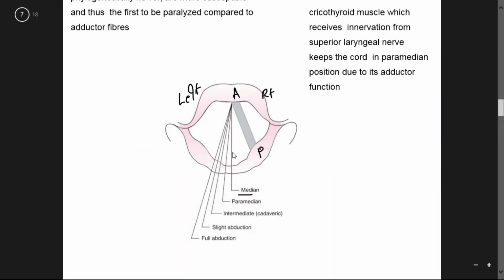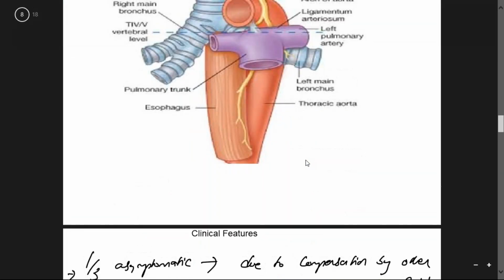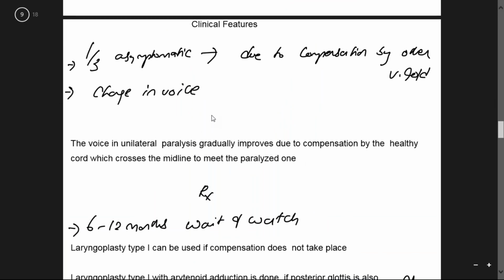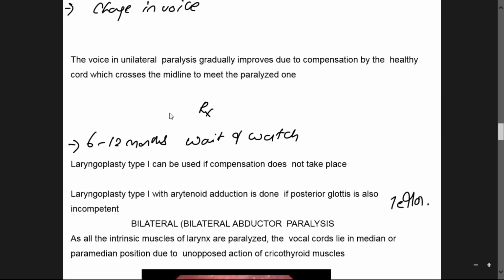See, I told you unilateral recurrent laryngeal paralysis may be in the median or the paramedian position, right? So the other vocal cord over a period of time will cross the midline and meet the paralyzed cord, so that there won't be any symptoms unless you take an endoscope and put it through the mouth, and you notice it. So one-third of the people will be asymptomatic, and there might be a slight change in voice. The voice in unilateral paralysis gradually improves due to compensation by the healthy vocal cord, which crosses the midline to meet the paralyzed cord.